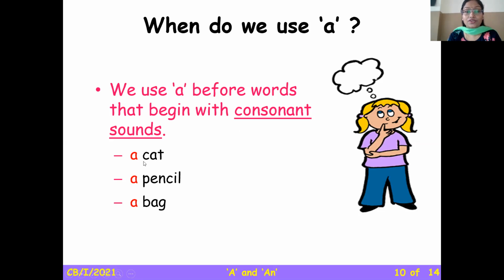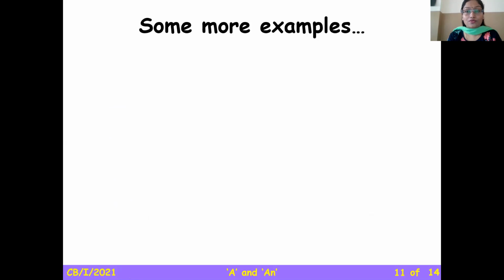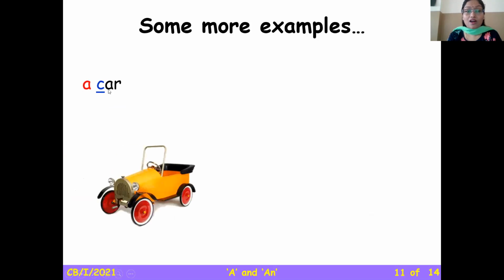A cat. So here C is the first letter of the word, and it is a consonant, and the sound is k. Next answer is a pencil. The first letter sound is p. So we are using a. Now next is a bag, and the letter here is B, and the sound is b. So now some more examples. A car, a small car. So here we have the consonant sounds in car, k, and in small, s.